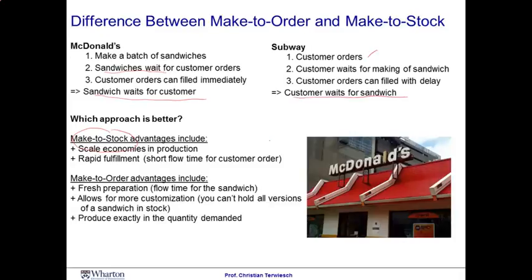In the Subway setting, the benefits of make to order are that you can make the sandwiches fresh. The flow time for the sandwich is short, which comes at the expense of the waiting time for the customer. It also allows for more customization. It would be impractical to hold all potential versions of a Subway sandwich in inventory. By making the sandwiches to order, you can allow the customer to choose whether they want extra mayonnaise or no onions on their sandwich.